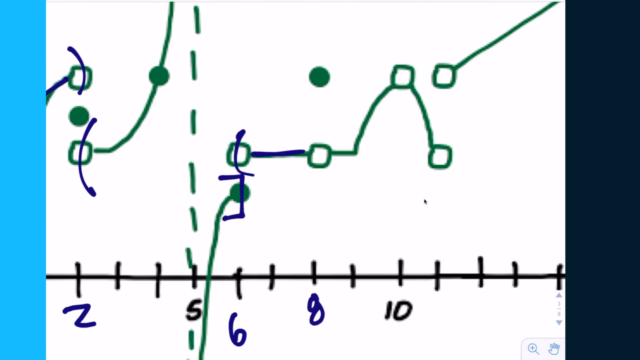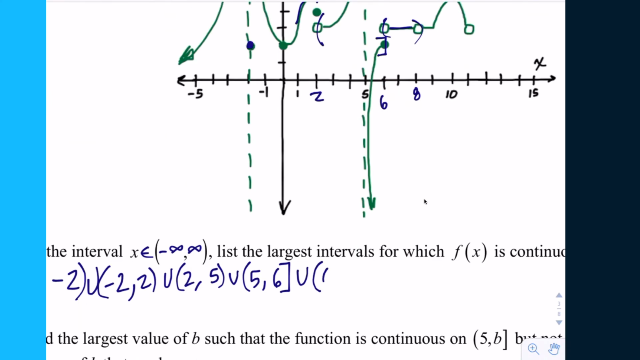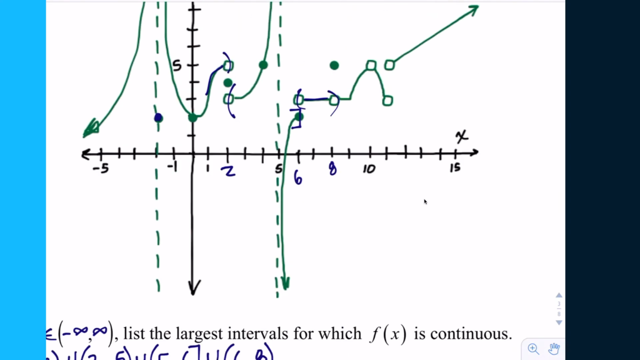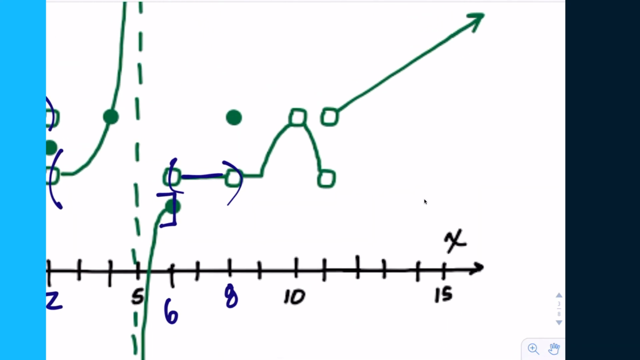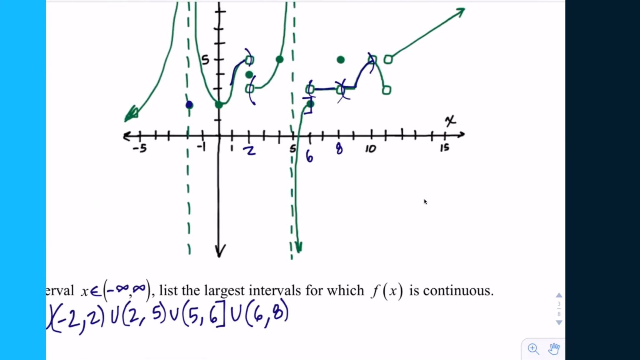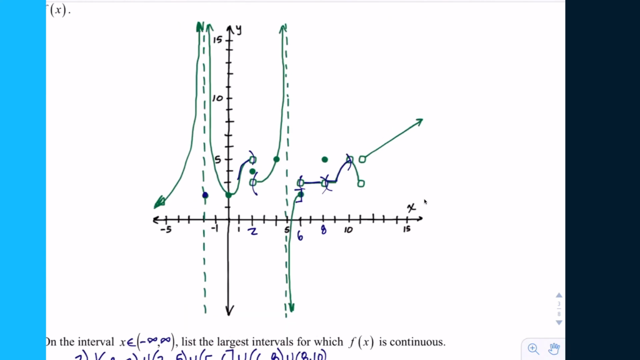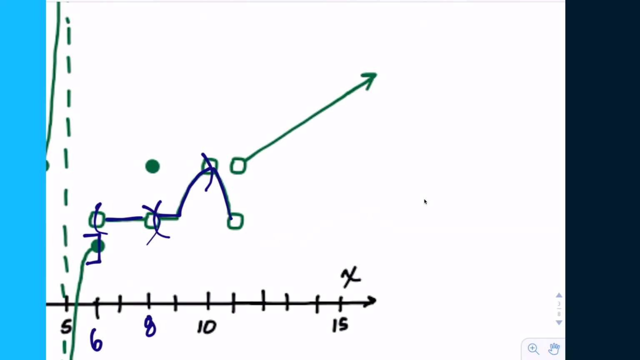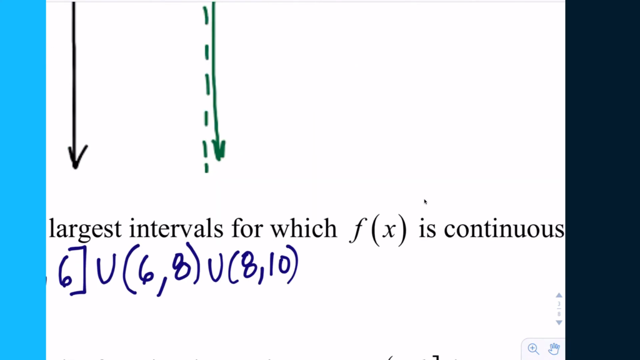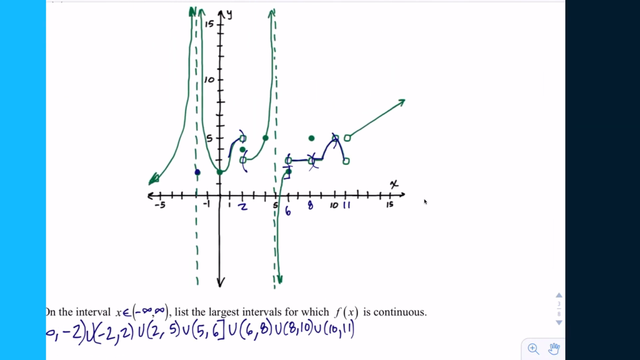So we can go from 6 to 8, it looks like, with another open. So parentheses, 6, 8, parentheses. And then the next one would be from 8 to 10. And again, those are both open. So a lot of open intervals here. And then on the other side of 10, we go from 10 to, not far at all, 10 to 11. And it's open on both sides. You're never going to have to do something quite this many.